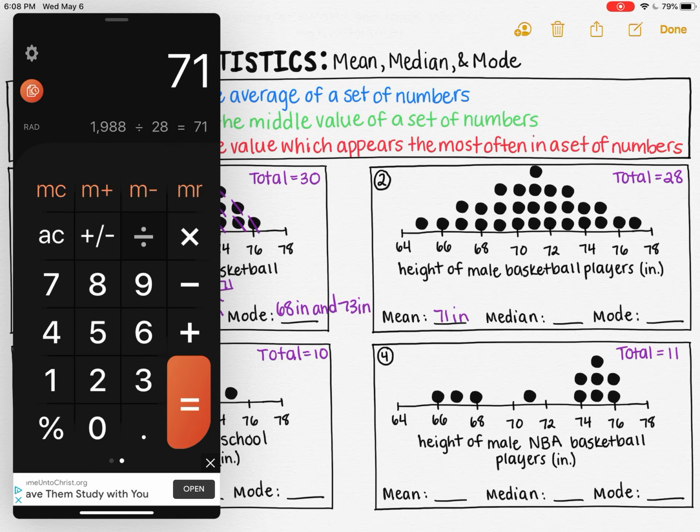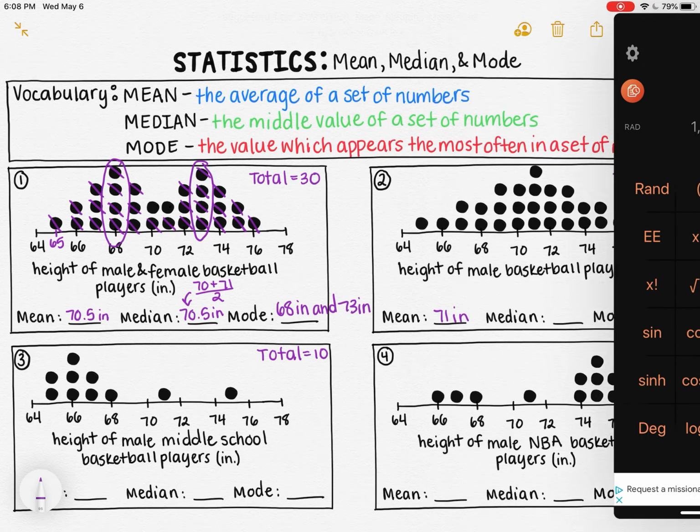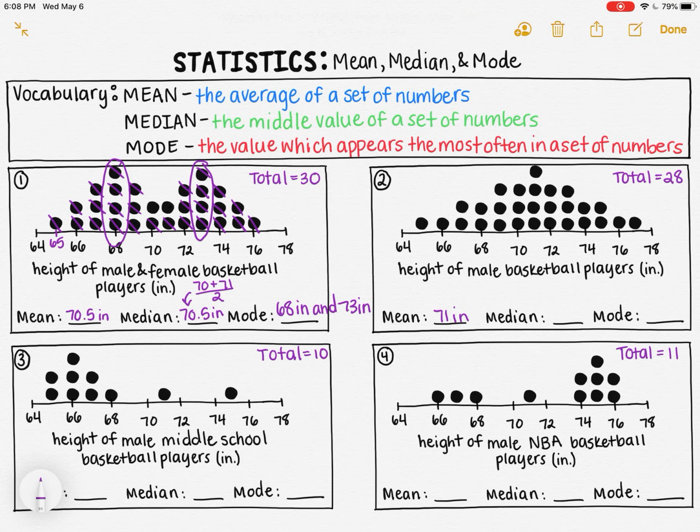Now we need to divide by our total, which is 28, and that gives me the mean value of 71 inches. Now to find the median, once again, we're going to cross out 1 dot on each side until we get to a middle dot. So only cross out 1 at a time to make sure you don't lose track.